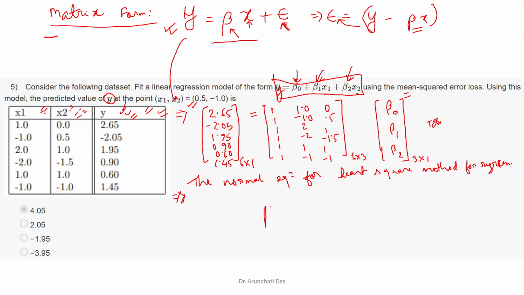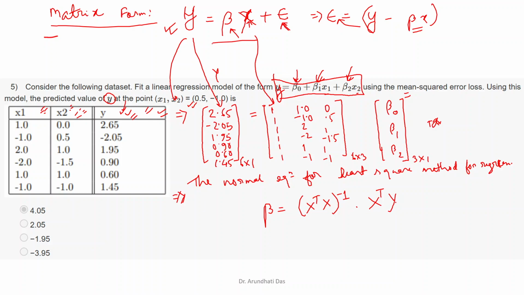It will be given as beta equal to (x transpose x) inverse multiplied by x transpose multiplied by y. Okay, so that means this x matrix that we just now have got, this is the x matrix and this is the y matrix, right? So I can find out this beta value by using this particular formula.